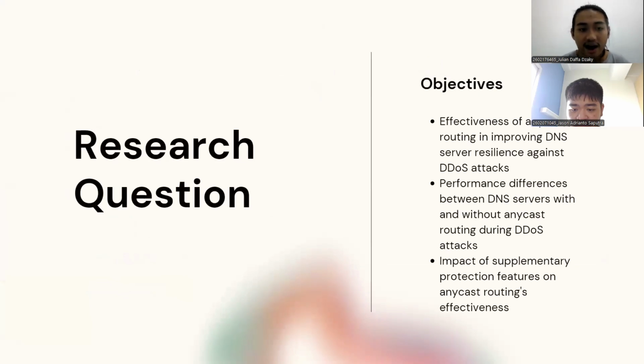Our study aimed to address three key questions. First, how effective is Anycast routing in improving DNS server resilience against DDoS attacks? Second, what are the performance differences between DNS servers with and without Anycast routing during DDoS attacks? And lastly, how does the addition of supplementary protection features impact the effectiveness of Anycast routing in mitigating DDoS attacks?